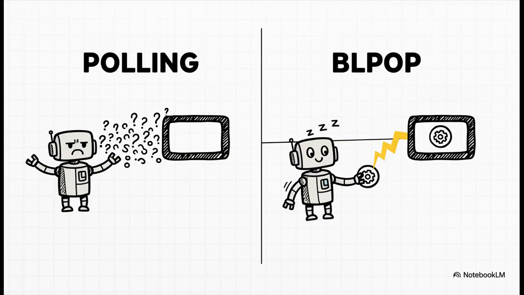Now here's the really elegant part. A clumsy way to build this would be for the consumer to constantly ask Redis, got a job for me yet? How about now? Now? That's called polling, and it's incredibly inefficient. But Redis has a much smarter way, a command called blpop, which stands for blocking left pop. The consumer just tells Redis, hey, let me know when there's a job. And it just waits, quietly. The second a new task hits that list, Redis instantly wakes up the consumer and hands it the job. It's beautiful. No wasted cycles.